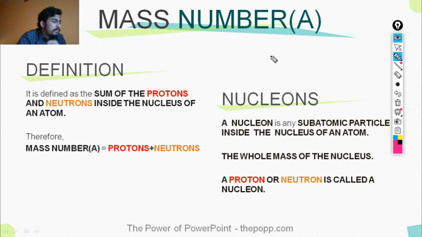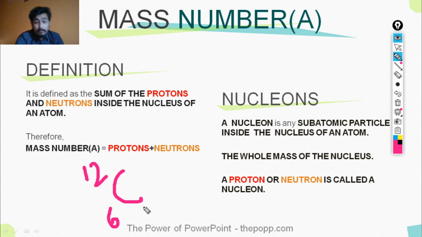So as a real-time example, let's say I'm writing carbon. This is the atomic number of carbon. Let's write it over here. This is carbon. The atomic number is 6 and the mass number is 12. This is one isotope of carbon. We'll learn about isotopes soon. What are isotopes? Don't get worried about that.